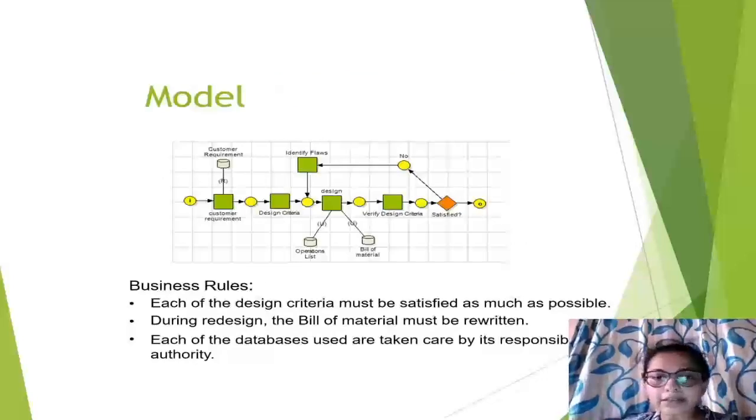Based on that, this is the model. Based on that, the planning and scheduling actually happen. This is the design of the modeling where the customer gives you the requirement, then you go for the design procedure criteria and make the product. If the satisfaction happens, you deliver the product to the customer.